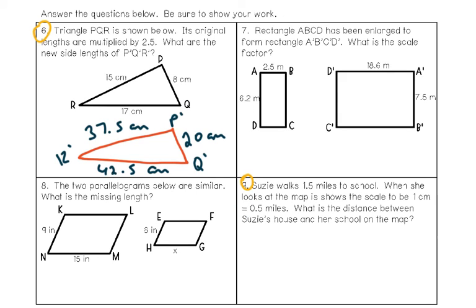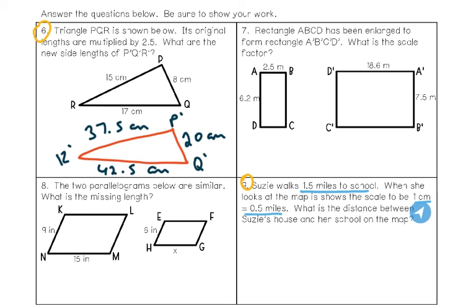So it's a good review of what we learned earlier in the year. It says Susie walks 1.5 miles to school. When she looks at the map, it shows that the scale factor is 1 centimeter on the map is actually 0.5 or half a mile in real life. And it's asking for the distance between Susie's house and her school on the map.